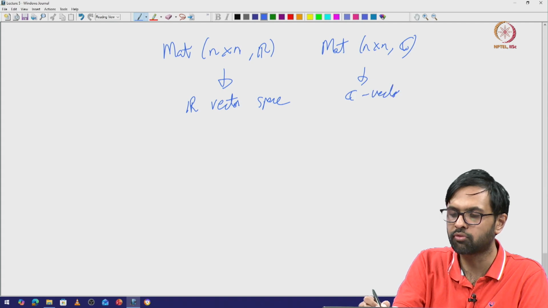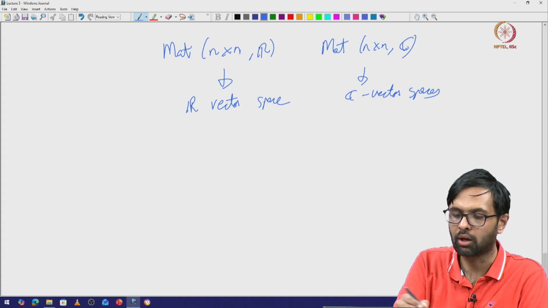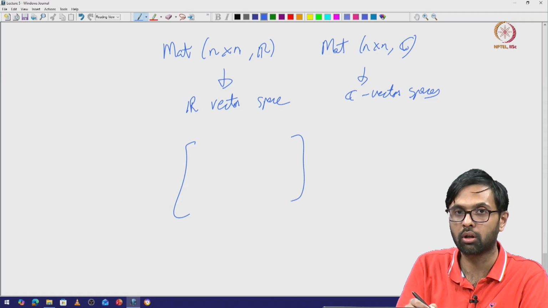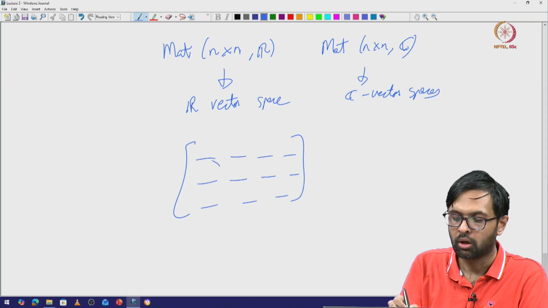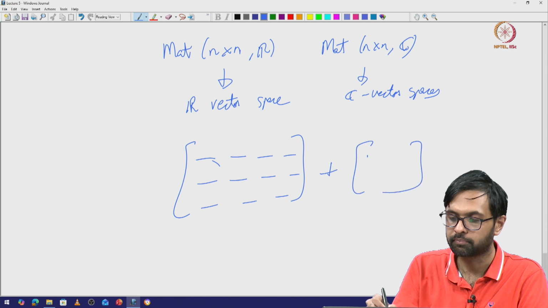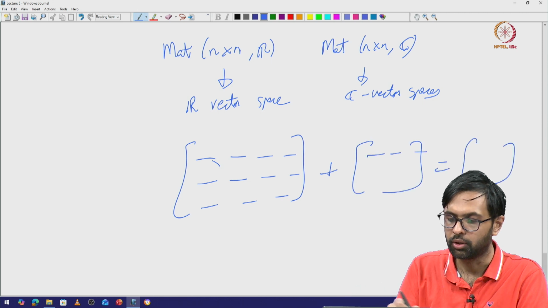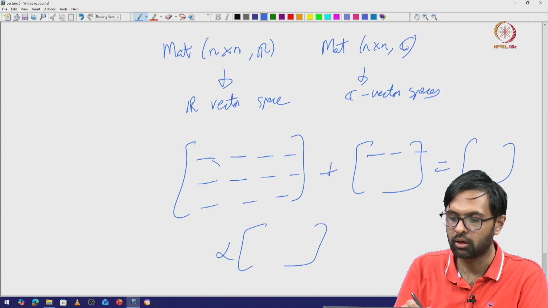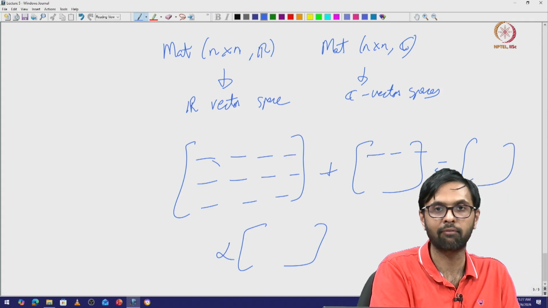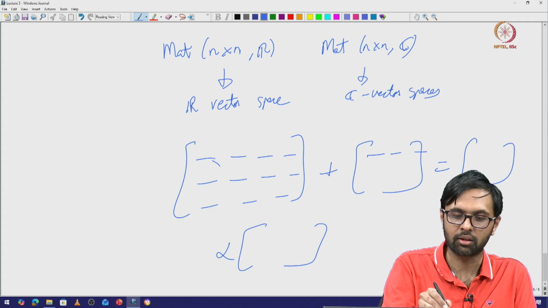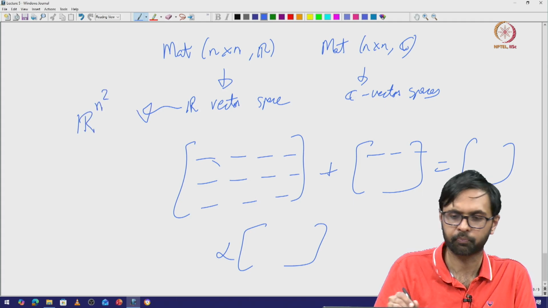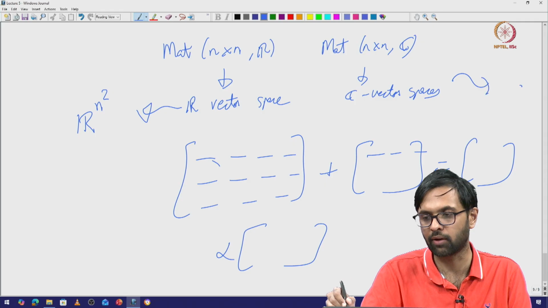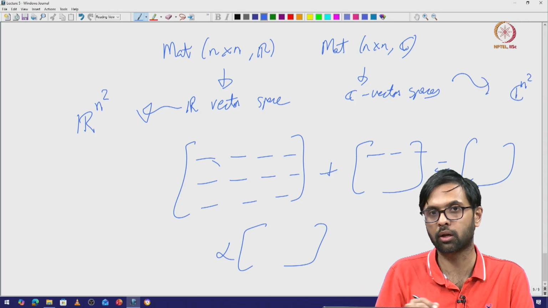Why do matrices form vector spaces? Well, you can add. What is a matrix after all? A matrix is just a bunch of numbers. You can add two matrices. You can multiply a matrix by a scalar, and addition and multiplication behave very well. Secretly, this is exactly the same vector space as R^(n squared). This is exactly the same vector space as C^(n squared).